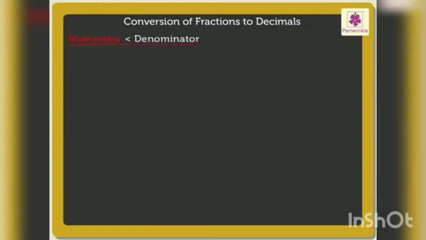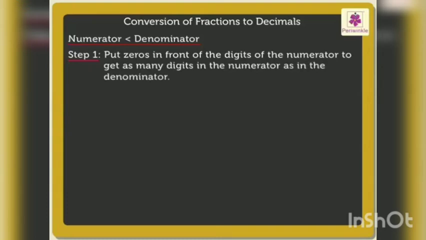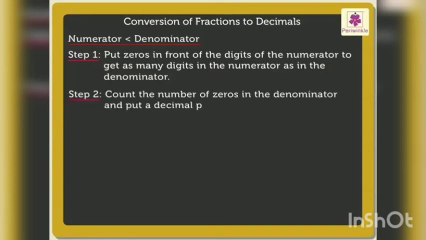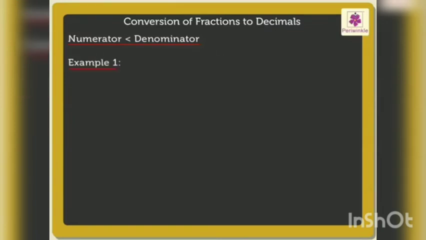Now, what happens when the numerator is less than the denominator? When the numerator is less than the denominator, step 1. We put zeros in front of the digits of the numerator to get as many digits in the numerator as in the denominator. Step 2. Count the number of zeros in the denominator and put a decimal point such that the decimal places are equal to the number of zeros. Let us look at a few examples. Convert 9 upon 100 as a decimal.